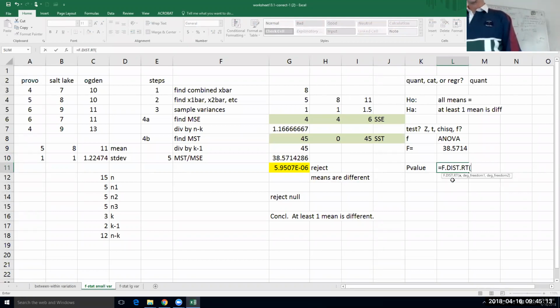Okay. What do I put in for x? I put in my F score. I should put F, not X. Comma, degrees of freedom 1 in this case is K minus 1, right? What's my K? 3 minus 1 is 2. My degrees of freedom 2 is N minus K. What's my N? 15 data points minus my 3 samples, 12.